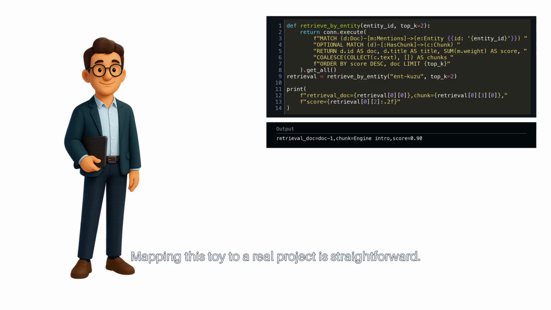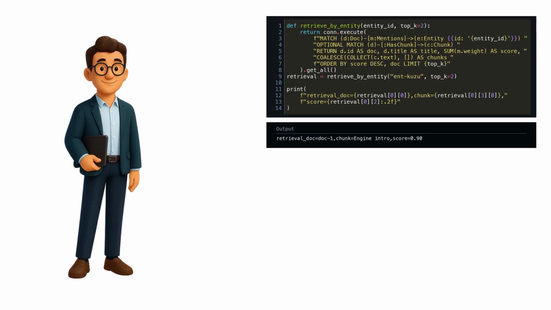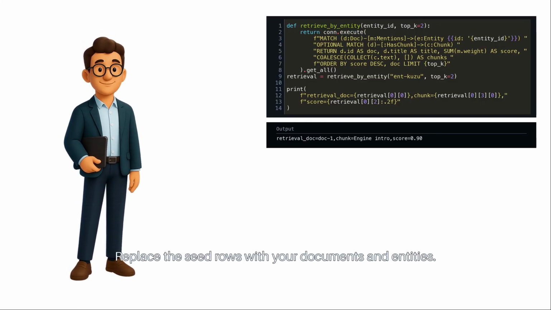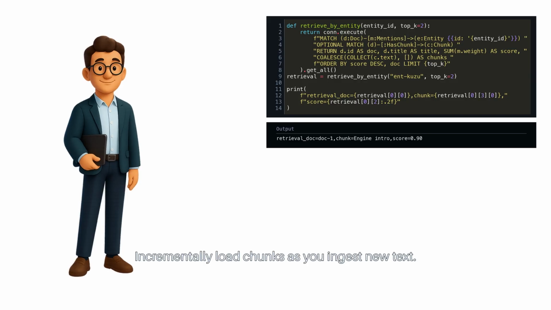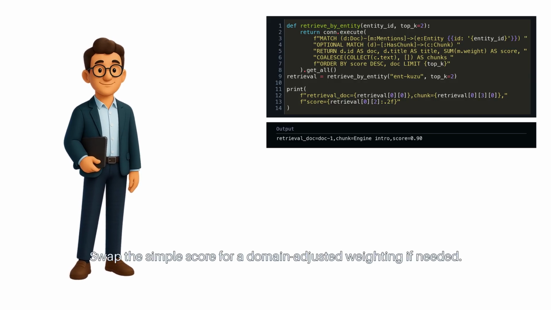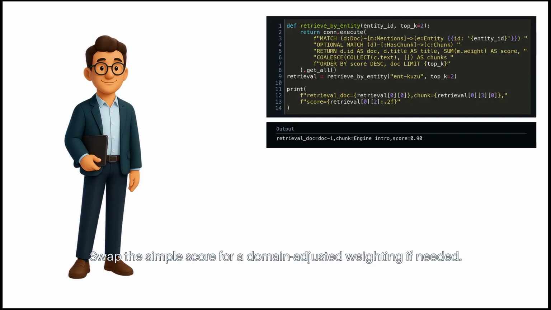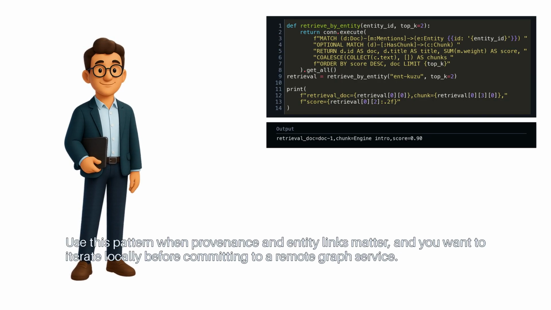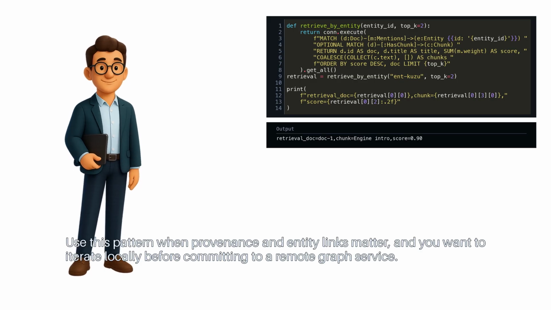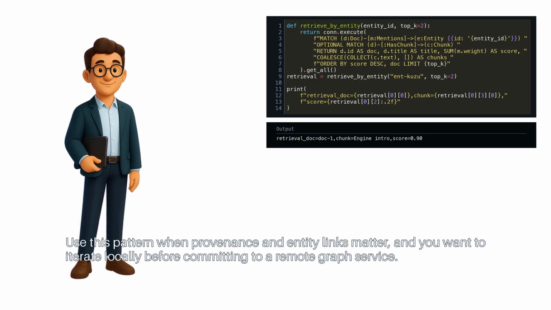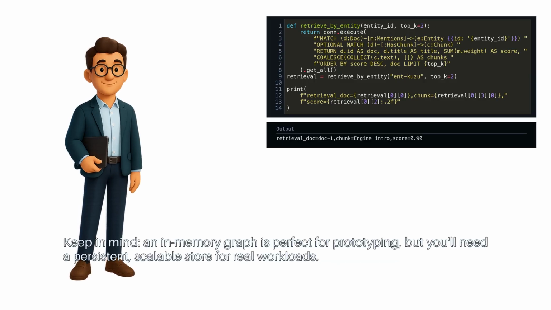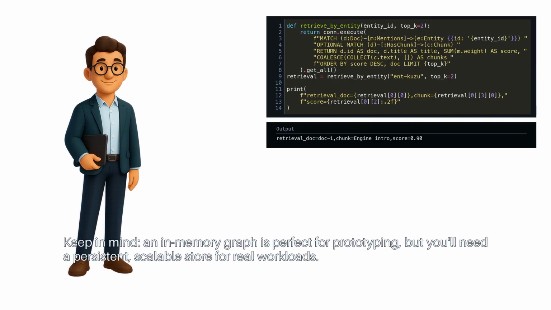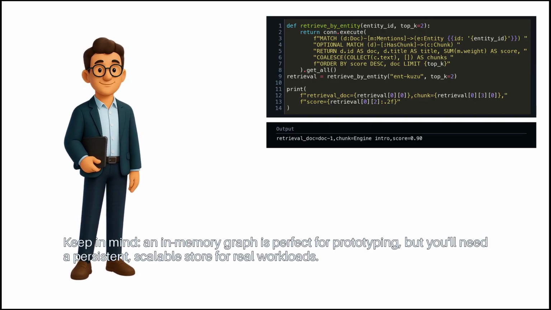Mapping this toy to a real project is straightforward. Replace the seed rows with your documents and entities. Incrementally load chunks as you ingest new text. Swap the simple score for a domain-adjusted weighting if needed. Use this pattern when provenance and entity links matter, and you want to iterate locally before committing to a remote graph service. Keep in mind, an in-memory graph is perfect for prototyping, but you'll need a persistent, scalable store for real workloads.